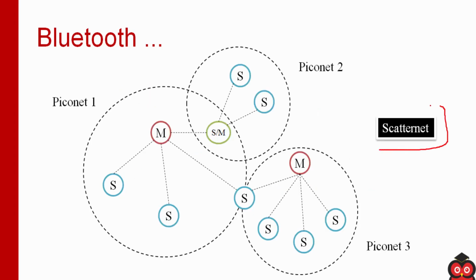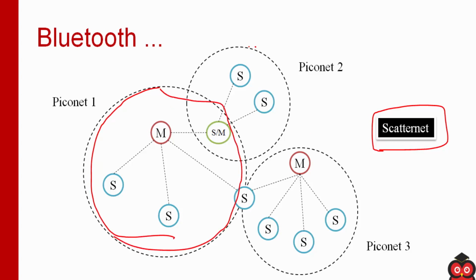Now this is Scatternet. Okay. So what is Scatternet? When Piconets overlap with each other. So if you see here, this Piconet 1 is overlapping with Piconet 2. Similarly with Piconet 3. Okay.